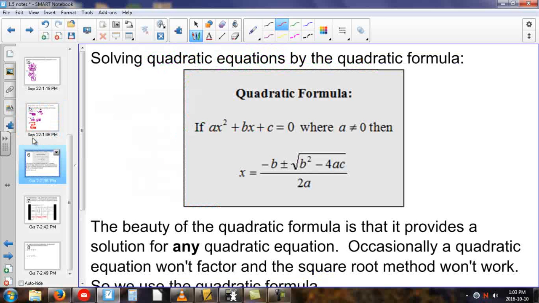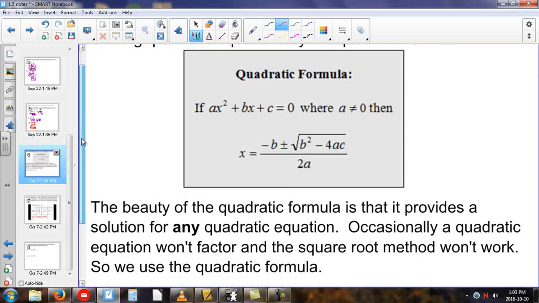Now, our catch-all, the thing that's going to fix everything when we struggle, is the quadratic formula.